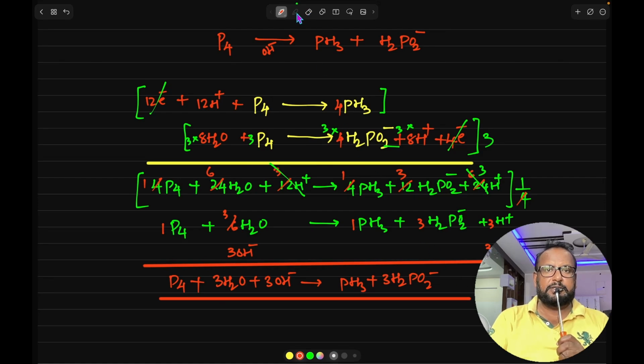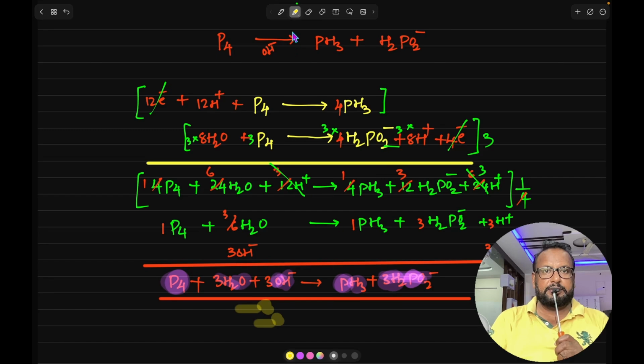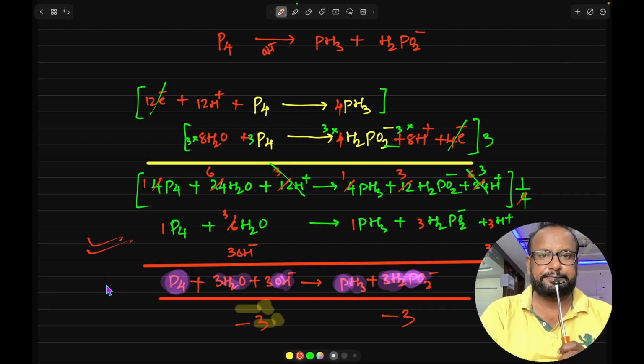Let us check whether the terms are balanced or not. Phosphorus are 4 here, 4 phosphorus. So I got 1 here and 3 here. Phosphorus are balanced. Oxygens are 3 plus 3, 6. 3 2s are 6. Oxygens are balanced. 3 2s are 6 plus 3, 9 hydrogens. So 3 plus 6, 9 hydrogens. We need to get charges also balanced. Minus 3 on the left side and minus 3 on the right side. So this is our balanced reaction.